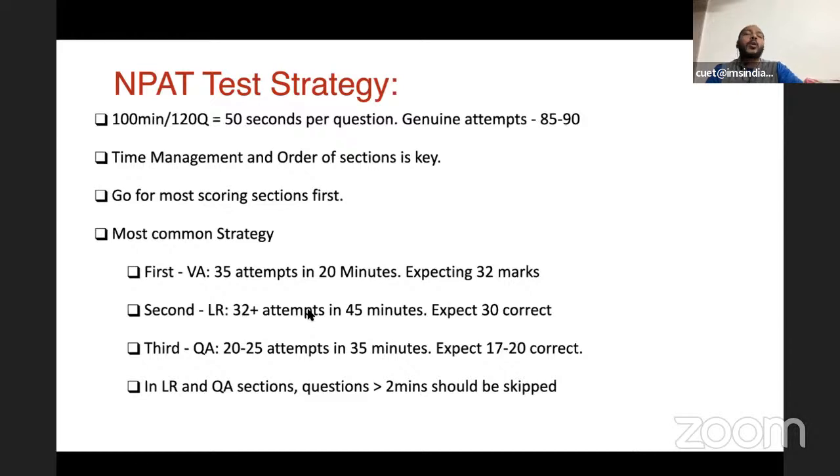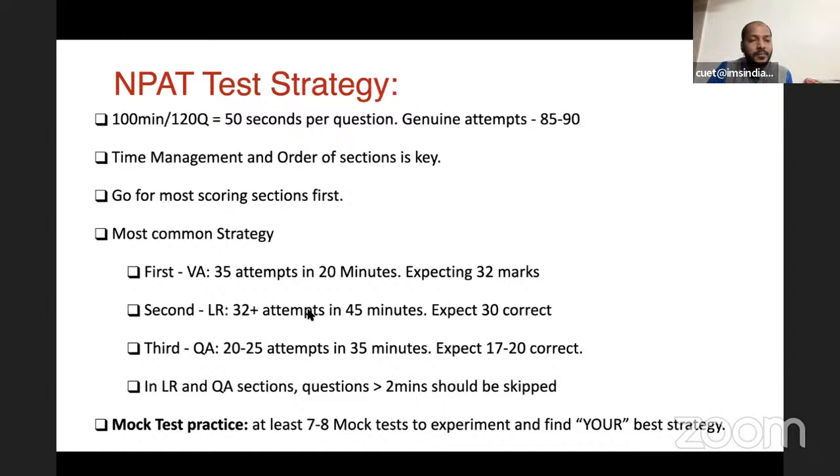In verbal ability, you almost have to attempt all questions, but in the LR and quant sections, you should ideally be very selective in choosing your questions. And that actually is one of the key points in your success in NPAT.